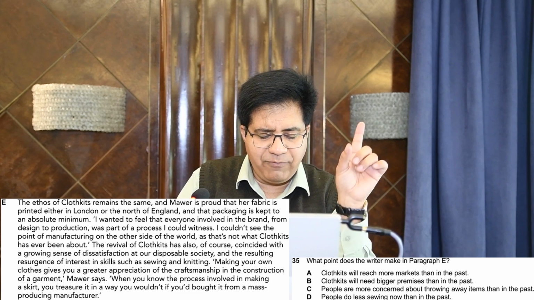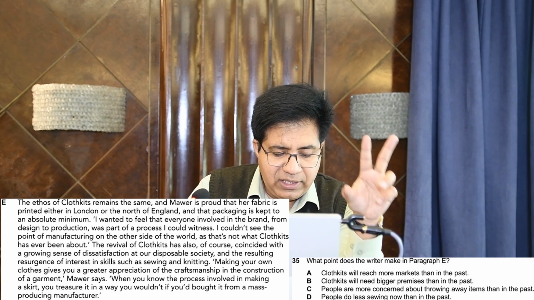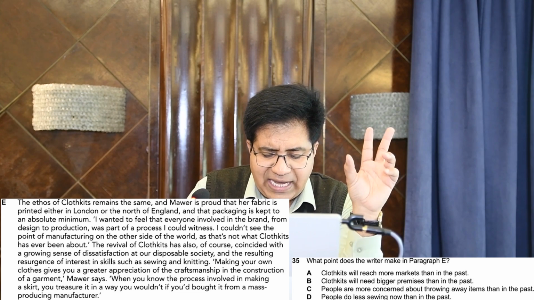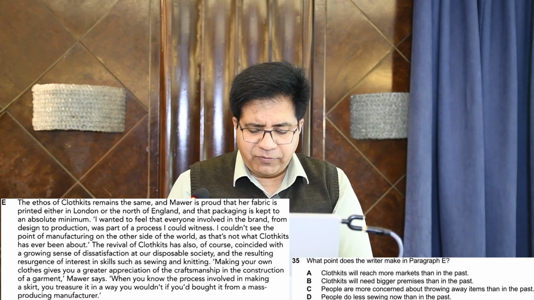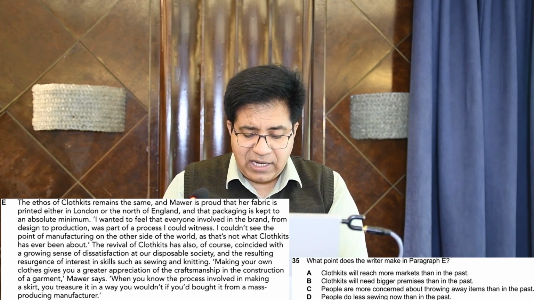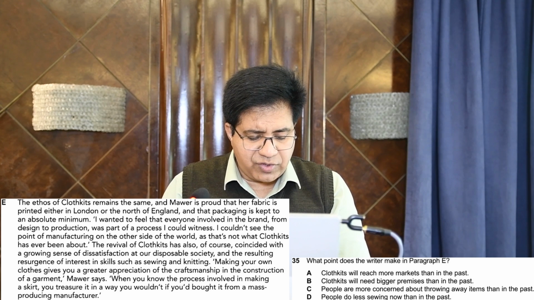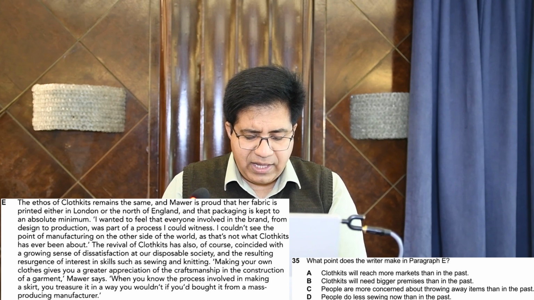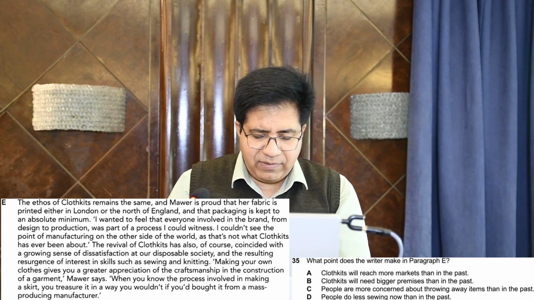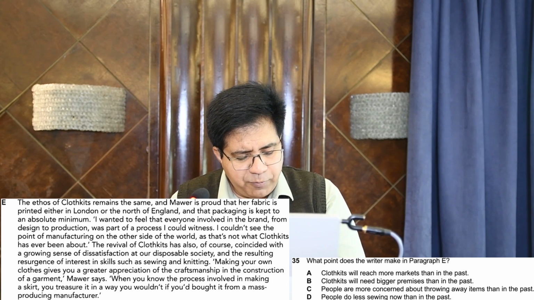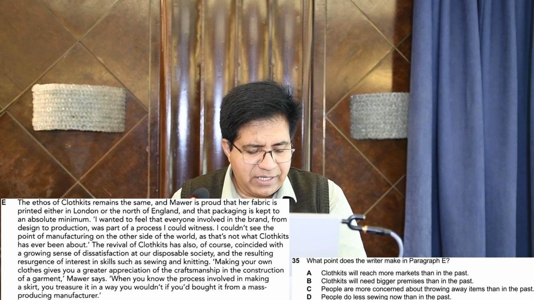Okay, let's just follow this one. Just focus on this. I wanted to feel, third line after full stop, that everyone involved in the brand from design to production was part of the process. And then the next line, I couldn't see the point of manufacturing on the other side of the world, as that's not what Clothkits has ever been about. And revival of Clothkits. Now please come back. What point does the writer make in paragraph E?